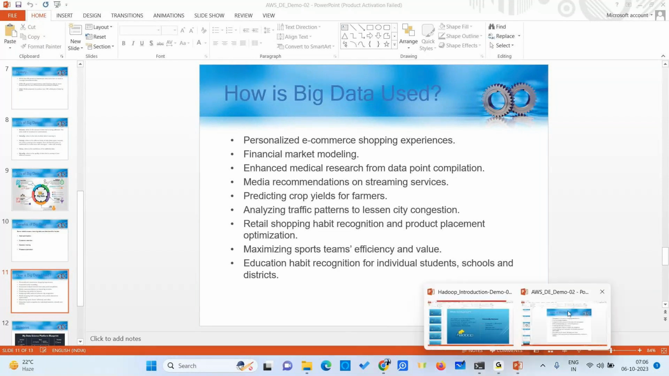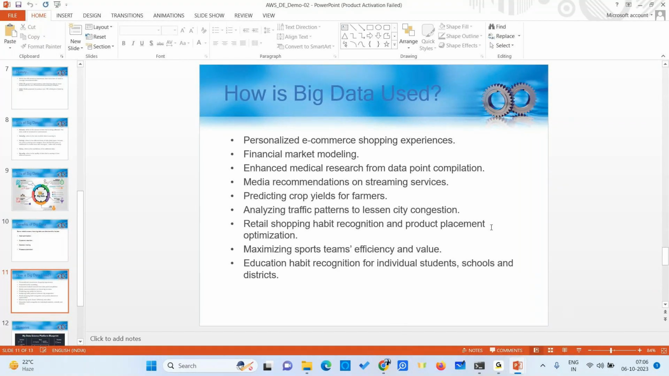It is used to predict crop yields for farmers, analyzing traffic patterns to lessen city congestion, retail shopping habit recognition and product placement optimization, and maximizing sports teams' efficiency and value. In the education domain also it is used to recognize patterns for individual students, schools, and districts. So these are many domains where big data is used nowadays.